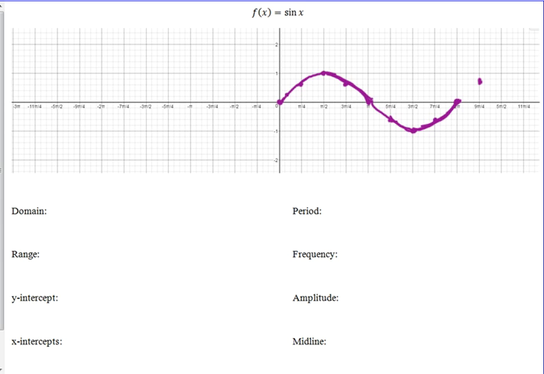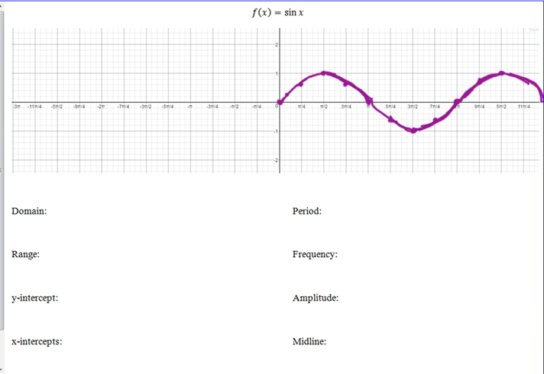5 pi over 2 is the exact same thing as pi over 2, because when you find the coterminal angle, you subtract 4 pi over 2, so you get the same thing. So this is a periodic function because it repeats the same pattern over and over again.